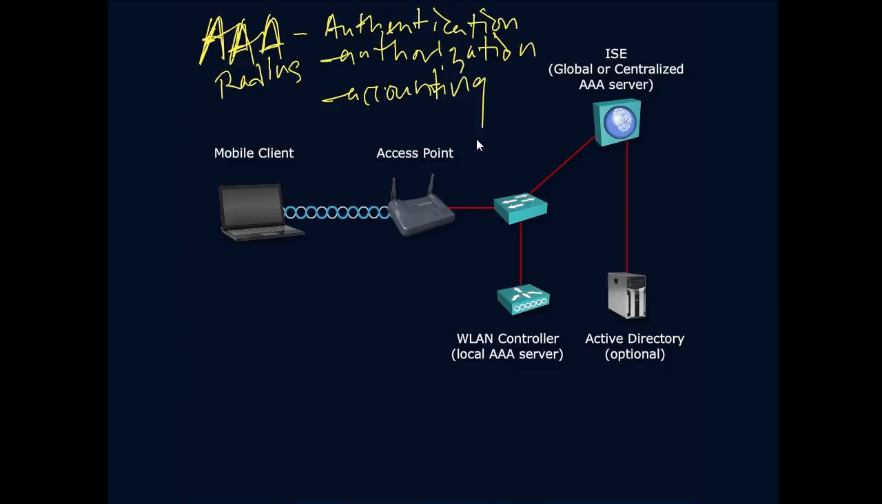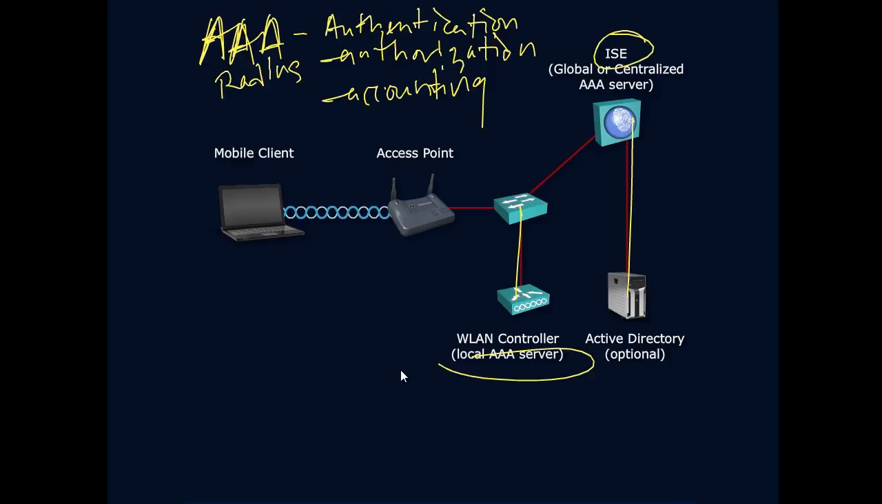And obviously a RADIUS server is most often what we see. Some good examples of RADIUS servers in the real world is ISE. We see that a lot, and then that is usually connected up to our Active Directory. That's where we get our user accounts and passwords. We usually have a wireless LAN controller that can act as a local AAA server or a local RADIUS authentication. So we have lots of methods that we can use here.